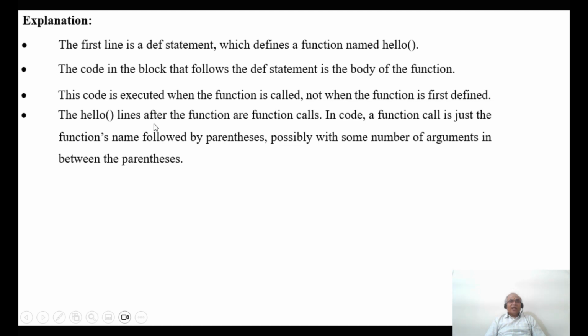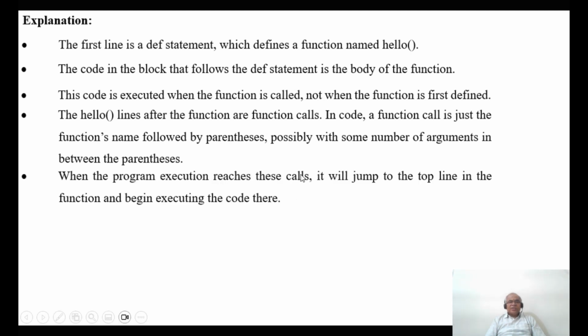The hello function lines are followed by function calls. In code, a function call is just the function's name followed by parentheses, possibly with some number of arguments in between the parentheses. That means you can give some arguments here also.